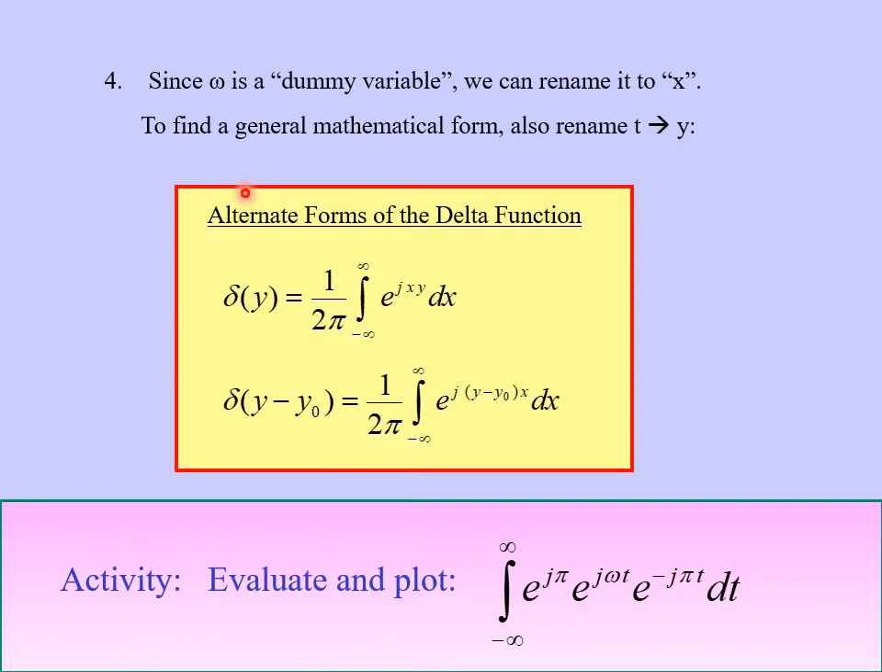And likewise, this is the version of the delayed delta function: delta of y minus y naught is equal to 1 over 2 pi times the integral over all x of e to the j(y minus y naught)x dx. I know this is sort of abstract because x and y here can represent anything, but we can use these forms to help evaluate expressions. These will show up occasionally in this chapter.